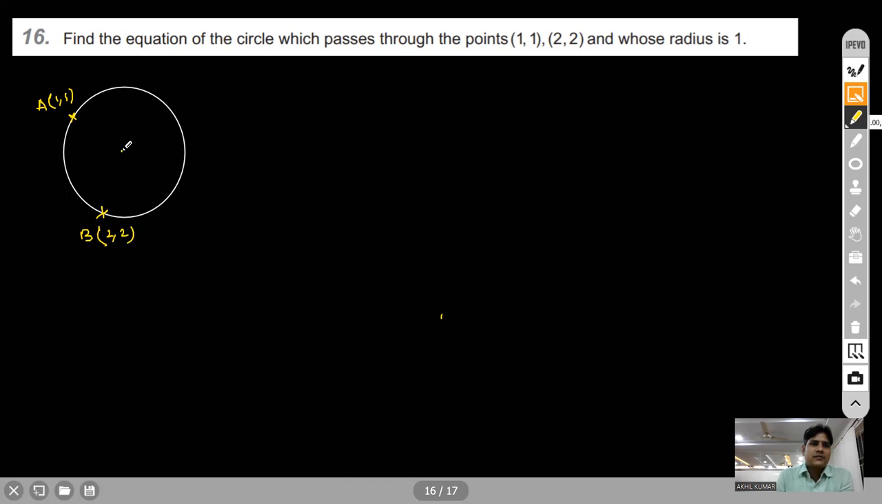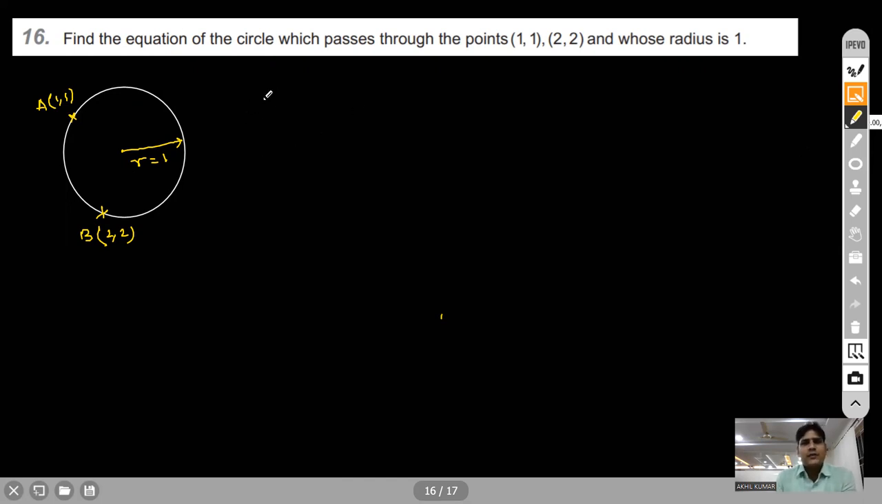And we know the radius of this circle, we know the radius of this circle as 1. Okay. So three pieces of information are given: two points and one radius. Now we have to derive the equation of the circle.